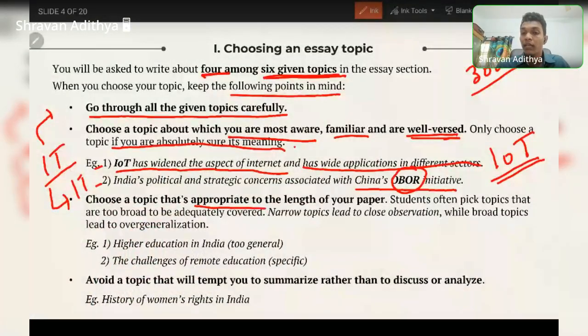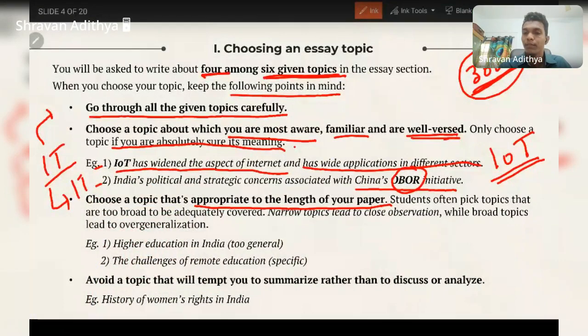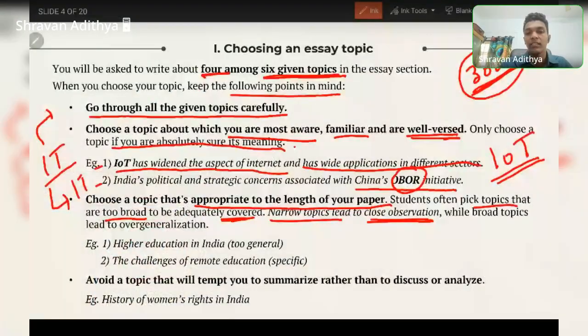Next is choosing a topic that is appropriate to the length of your paper. Like I said, you are writing this essay for 300 words. So you have to be really thorough. You have to cover all the aspects, all the perspectives within that 300 words. Students often pick topics that are too broad to be adequately covered. Narrow topics lead to closer observation, so it might fetch you more marks, while broad topics lead to overgeneralization.